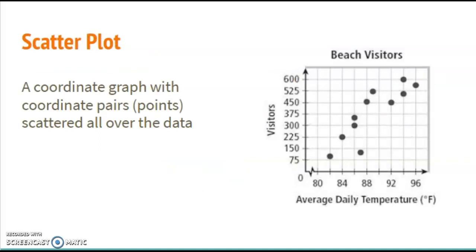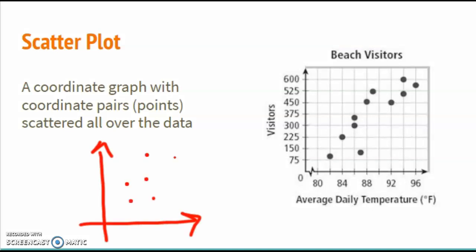Next, the majority of this lesson is going to be dealing with scatter plots. A scatter plot is a coordinate graph with coordinate points scattered all over the data. I think most of us have dealt with scatter plots before, but this is an example of one. You don't have to write it exactly as shown, but you can do a quick sketch, and just put some dots like that to show that it is a scatter plot.